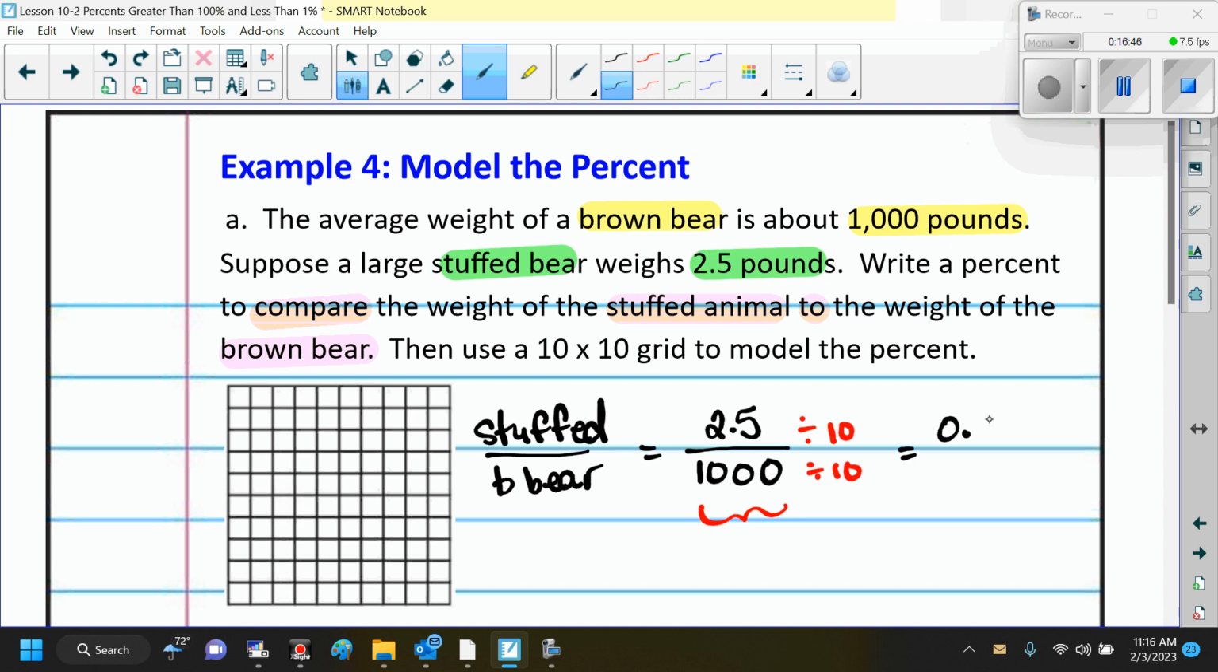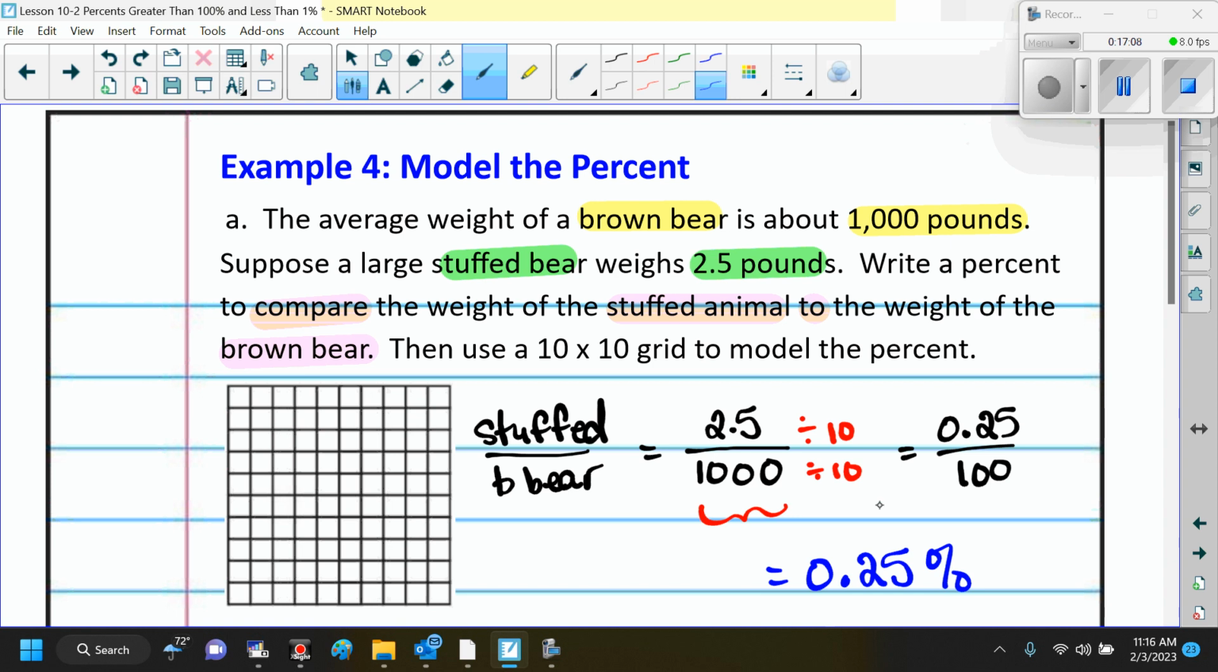So that's going to be 0.25 out of 100. Now, hold on. That's 25 hundredths per 100, right? So what's my percent going to be? Right, 0.25%. Is everybody clear with that?